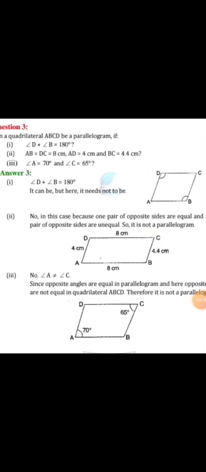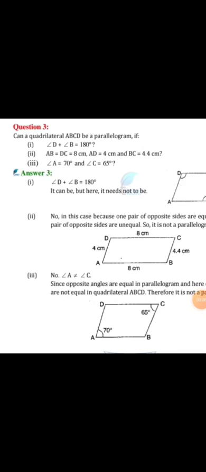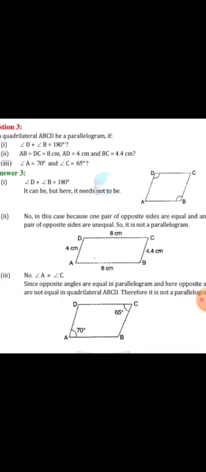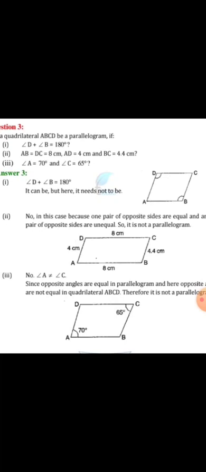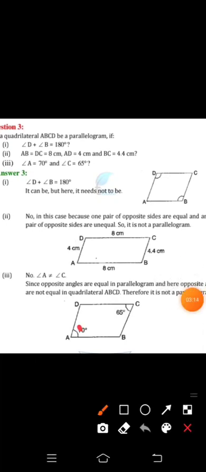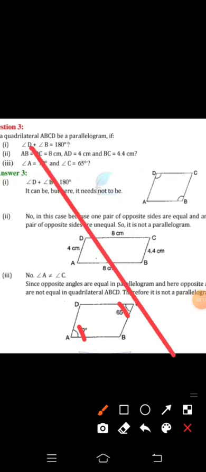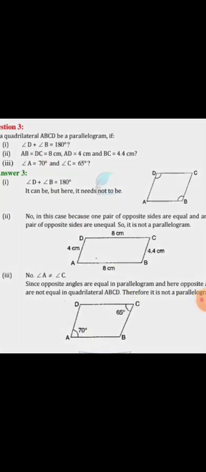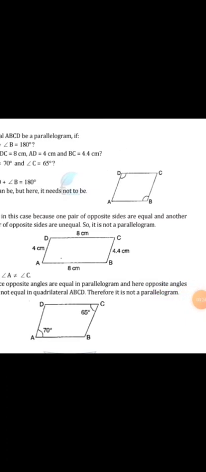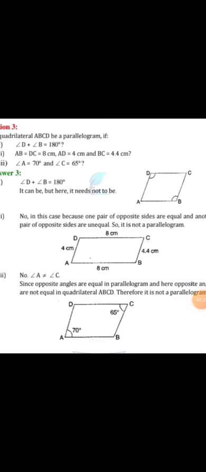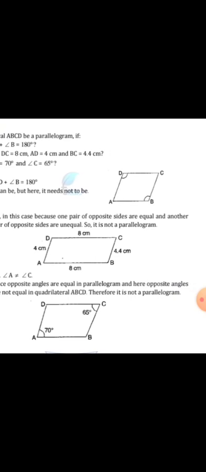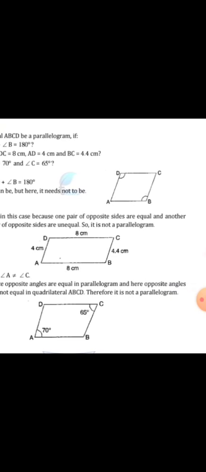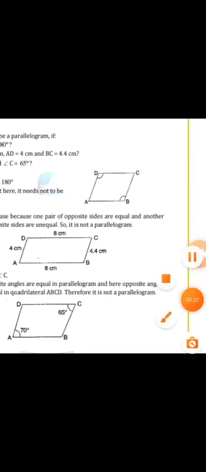Similarly, the last question: angle A is equal to 70 degrees and angle C is equal to 65 degrees. Since angle A is not equal to angle C, and opposite angles are equal in a parallelogram, here the opposite angles are not equal in quadrilateral ABCD, therefore it is not a parallelogram.